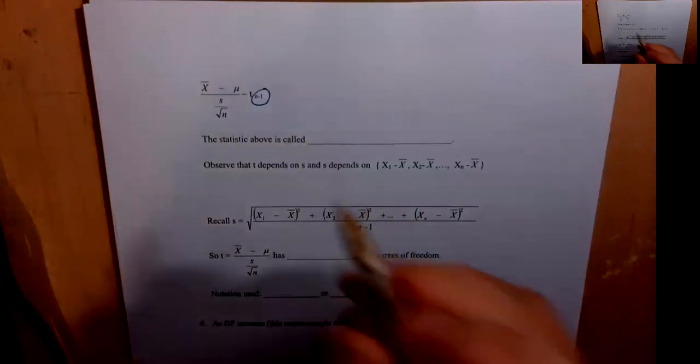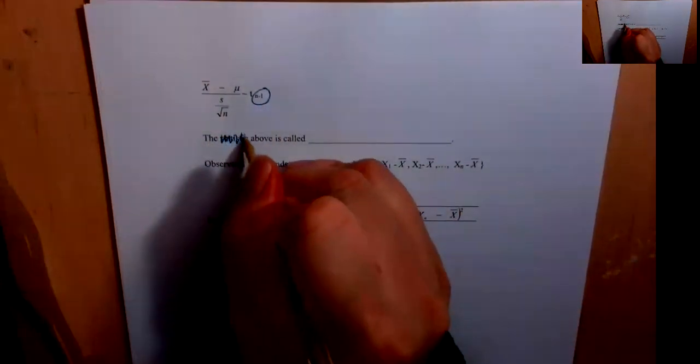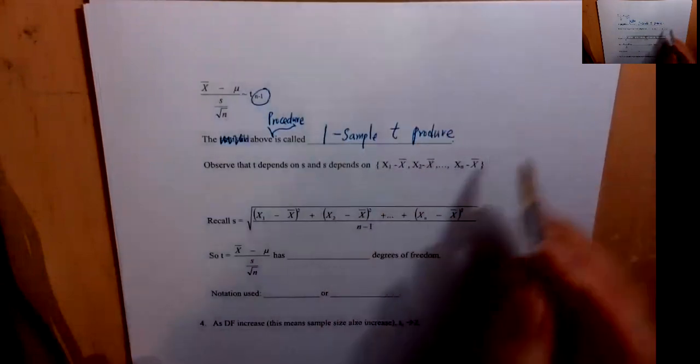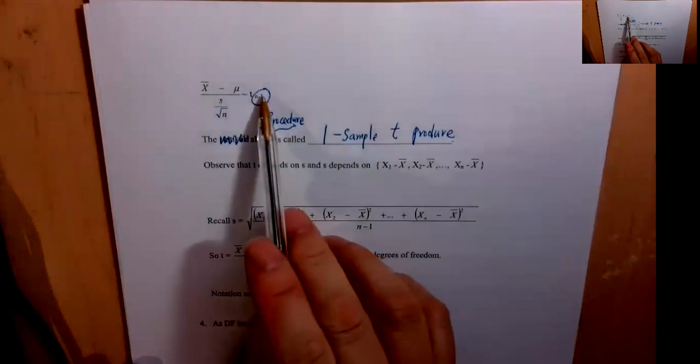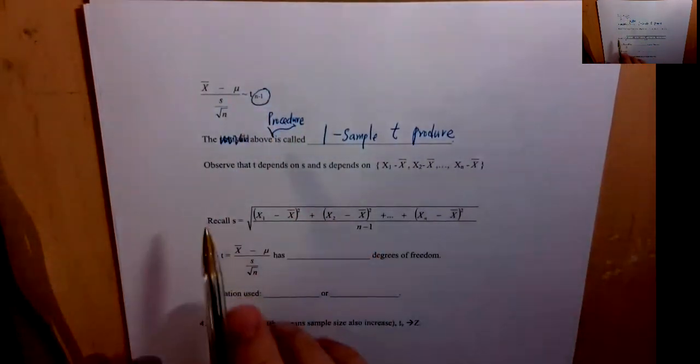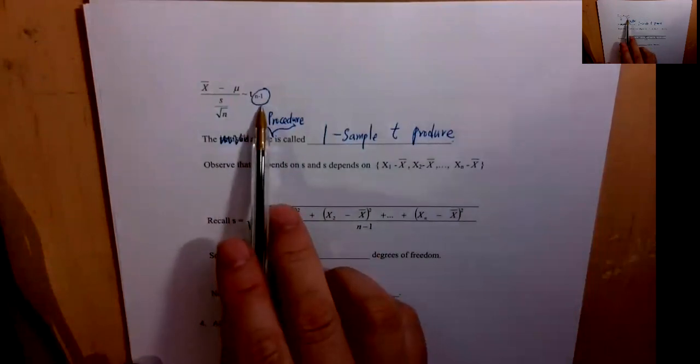The above procedure is called the one sample t procedure, okay? And in the one sample t procedure, the degrees of freedom is n minus 1, okay? So why is this degrees of freedom n minus 1?